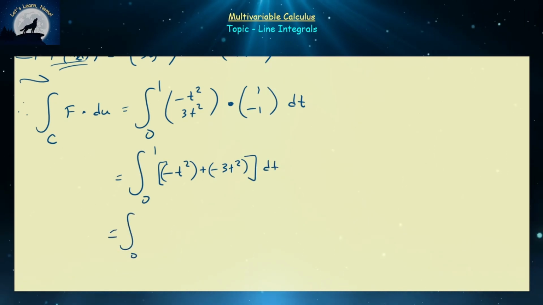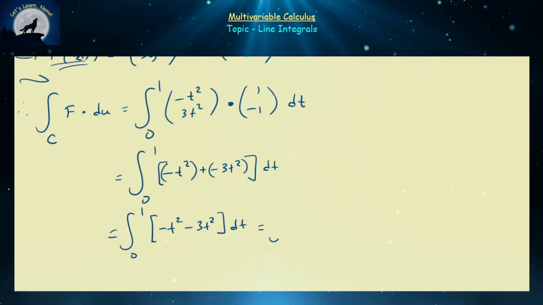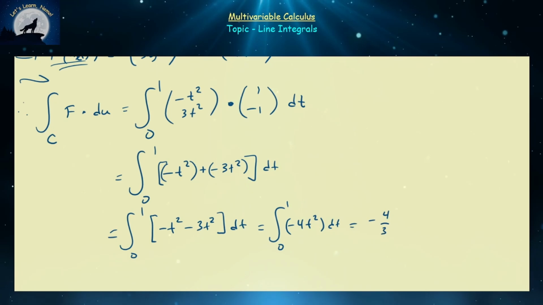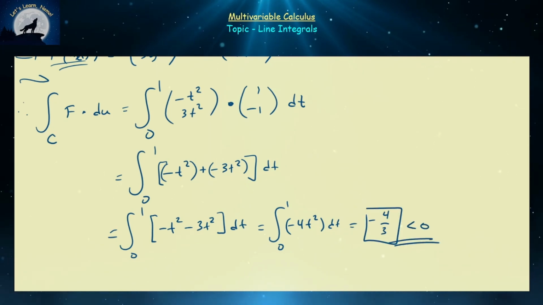So that's going to be the integral from 0 to 1 of minus t squared minus 3t squared dt. So that's actually a nice integral, so we can integrate that from 0 to 1. What is that? Minus 4t squared dt. And then we can take the antiderivative, minus 4/3, plug in 1, 0 contributes nothing. So that's going to be equal to minus 4/3, right? Which is a negative number.